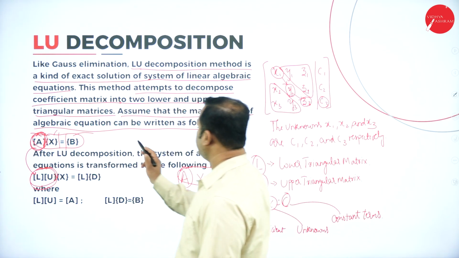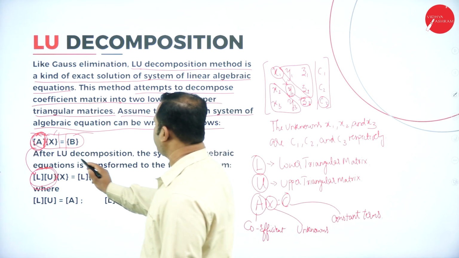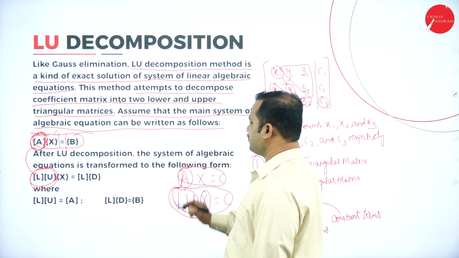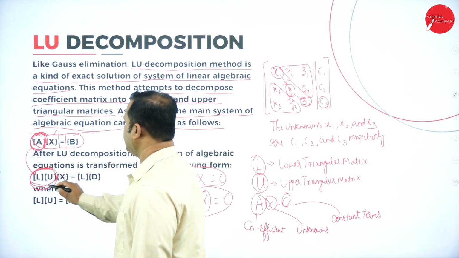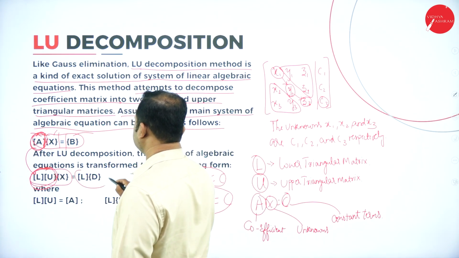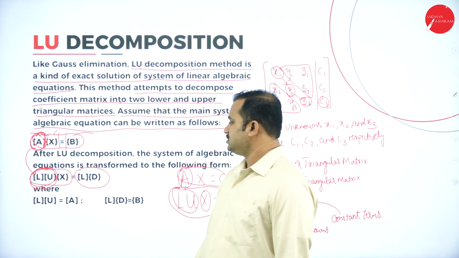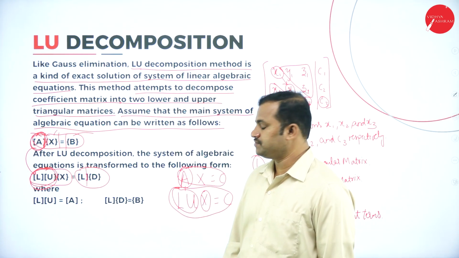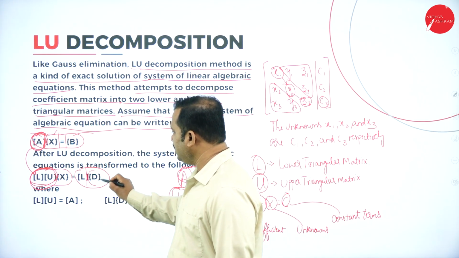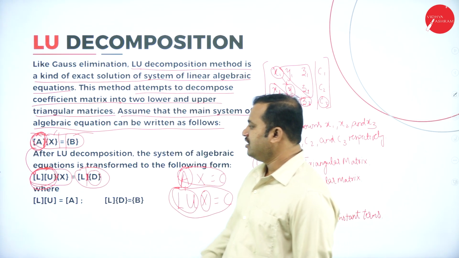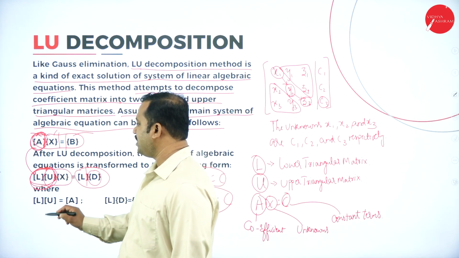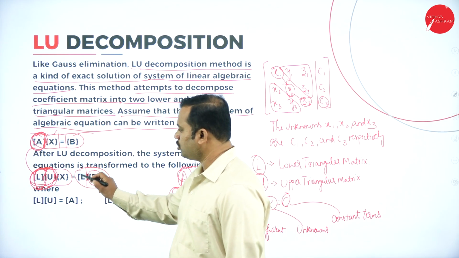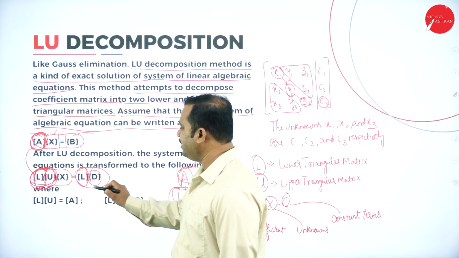After LU decomposition, the system of algebraic equations is transformed to the following form. That is LU into x equal to C. What is that L here? L here is the lower triangular matrix. Then what does that value D indicate here? I have decomposed the upper triangular matrix to get the lower triangular matrix, as a result of which I am getting L and D.